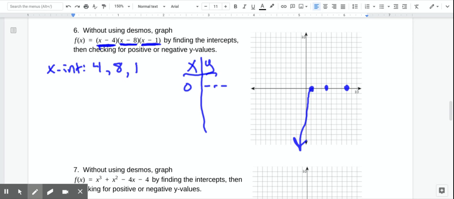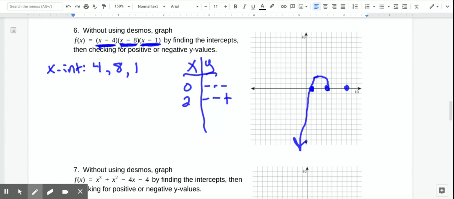Now I'm going to plug in a number in between these two intercepts. So maybe I'll plug in 2. When I plug in 2 here, I get a negative number. If I plug in 2, I get a negative number. If I plug in 2, I get a positive number. So a negative times a positive is going to be positive. That means this part of the graph is positive. Now, I know it's going to have to turn around and come get that point. That's kind of a guarantee.